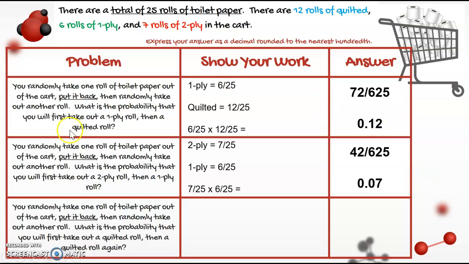What you're taking away from here is that you're putting the toilet paper back. So this is an independent event. The second event is not dependent on the first event.